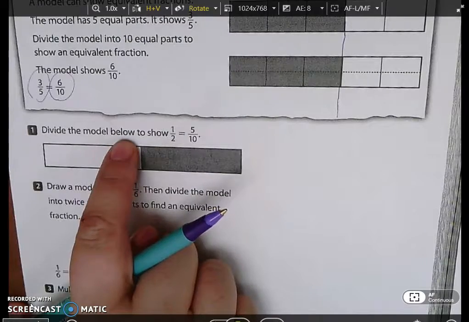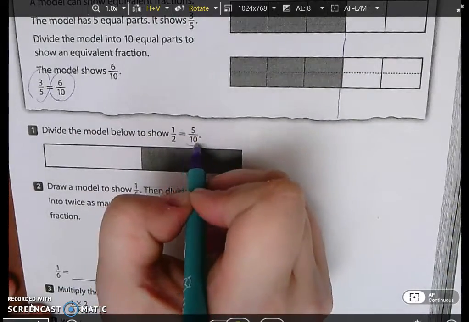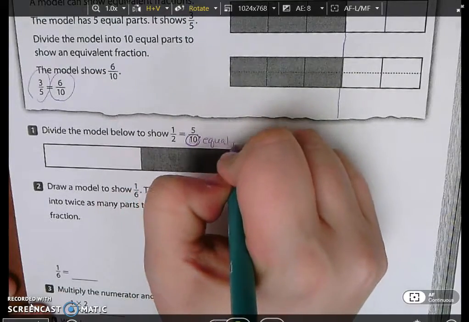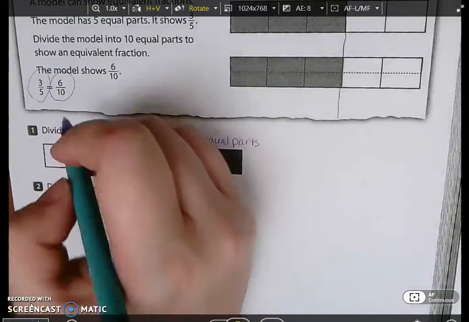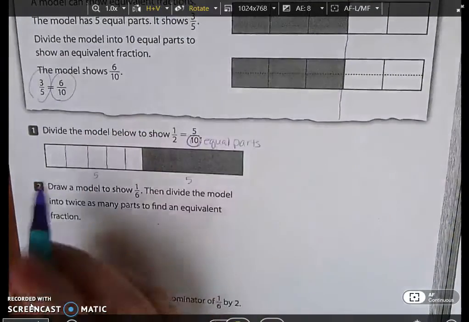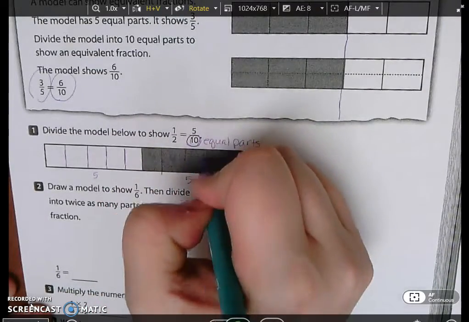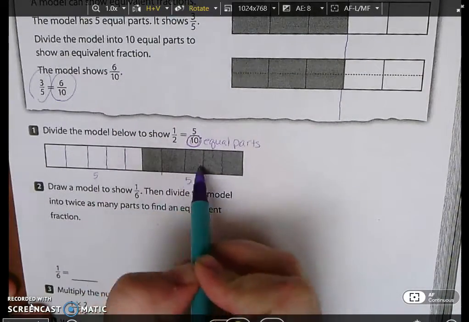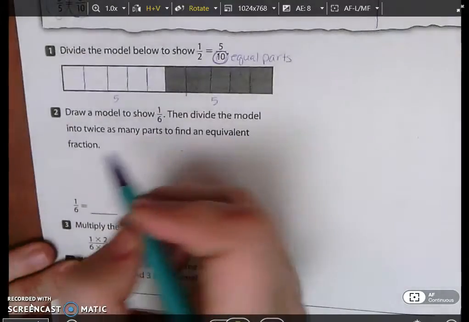So number 1 wants us to divide the model below to show that this 1/2 is equal to 5/10. So if my denominator is 10, that means I need 10 equal parts. So that means I want 5 parts here and 5 parts here. So that means I would draw 4 lines. 1, 2, 3, 4. So that would give me 1, 2, 3, 4, 5 parts here and 5 parts here. So that's a total of 10, and now there are 5 that are shaded with a total of 10.